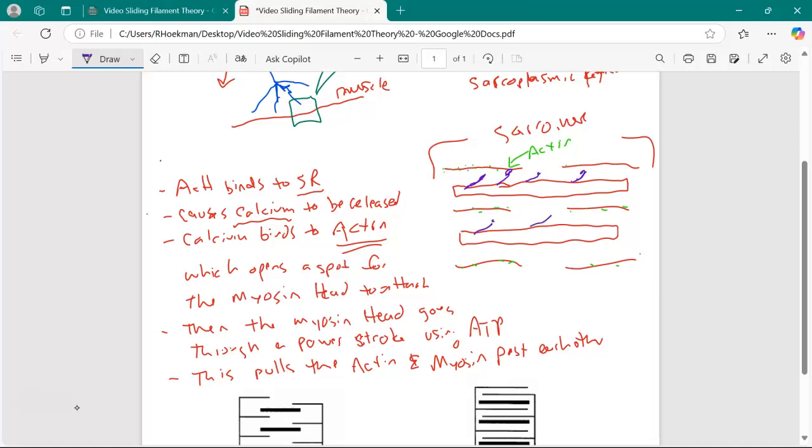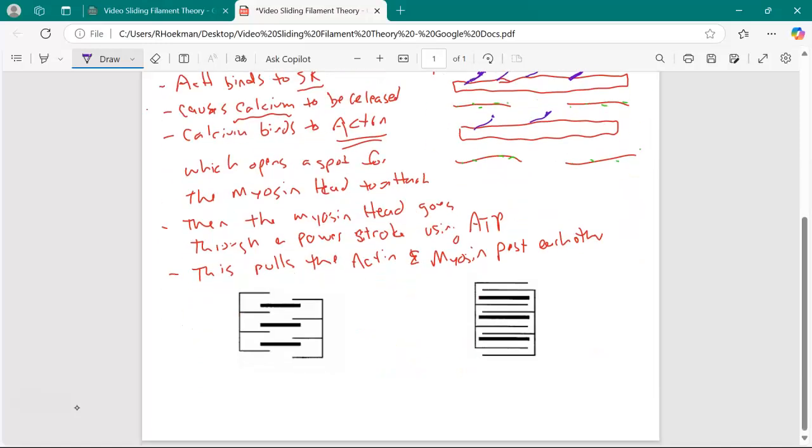Just imagine them out on all of these. Those then have a space where they can connect to the actin. So basically, if the calcium opens up a spot, the myosin head can bind to the actin. Okay, so they basically are stuck together. And then the myosin head, using ATP, goes through a power stroke, and it's going to pull that actin and myosin past each other.